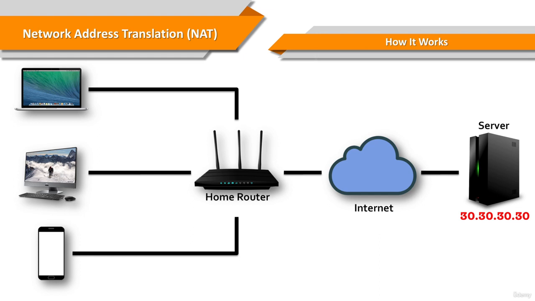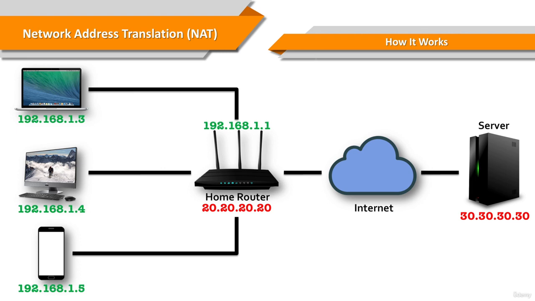Here's a typical home network. There's a laptop, desktop PC, a smartphone, all connected to our home router. And the home router is, of course, connected to the internet. So when we register with our ISP, the internet service provider, we get an IP address that is accessible throughout the internet, and that's pretty much assigned to that home router. We refer to it as real IP or public IP. Now suppose that the IP address 20.20.20.20 is assigned to our home router.